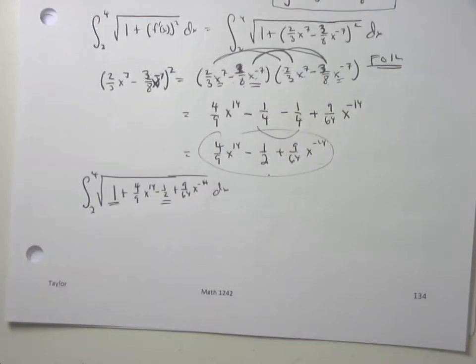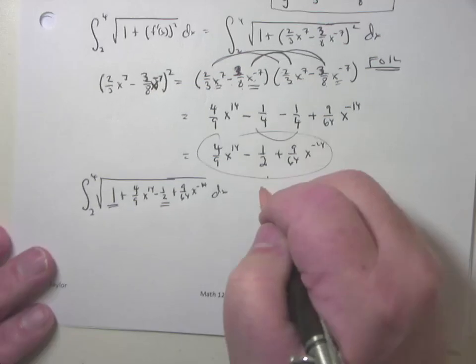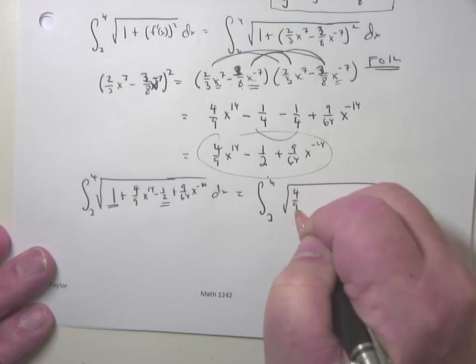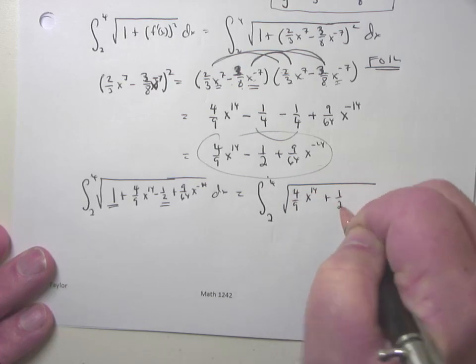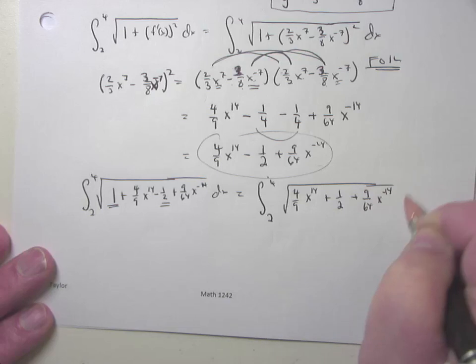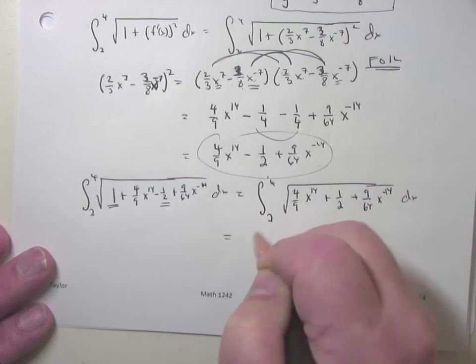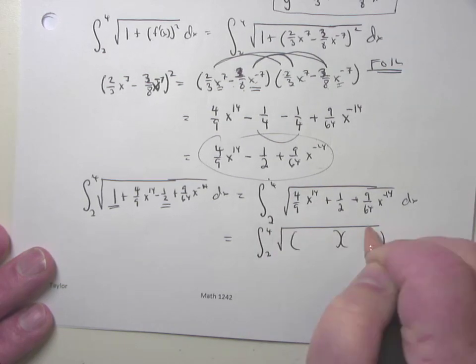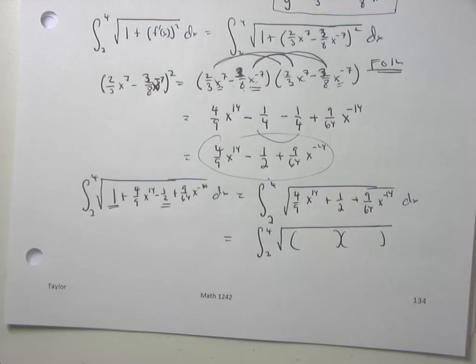What is a 1 minus 1/2? It becomes plus 1/2. So this is integral from 2 to 4 of the square root of 4/9 x to the 14th plus 1/2 plus 9/64 x to the negative 14th dx. And just like it happened in that last problem that we did, what's underneath your square root is going to factor. And they've already told you with that square root of g of x squared thing, it's going to factor perfectly. How does 4/9 x to the 14th plus 1/2 plus 9/64 x to the negative 14th factor?